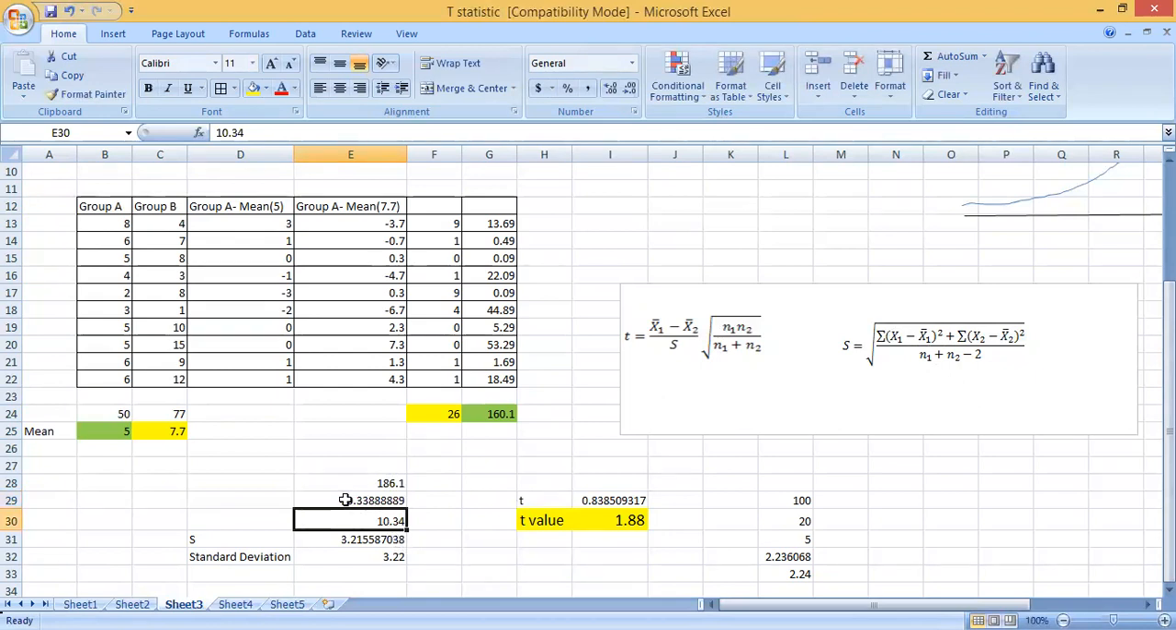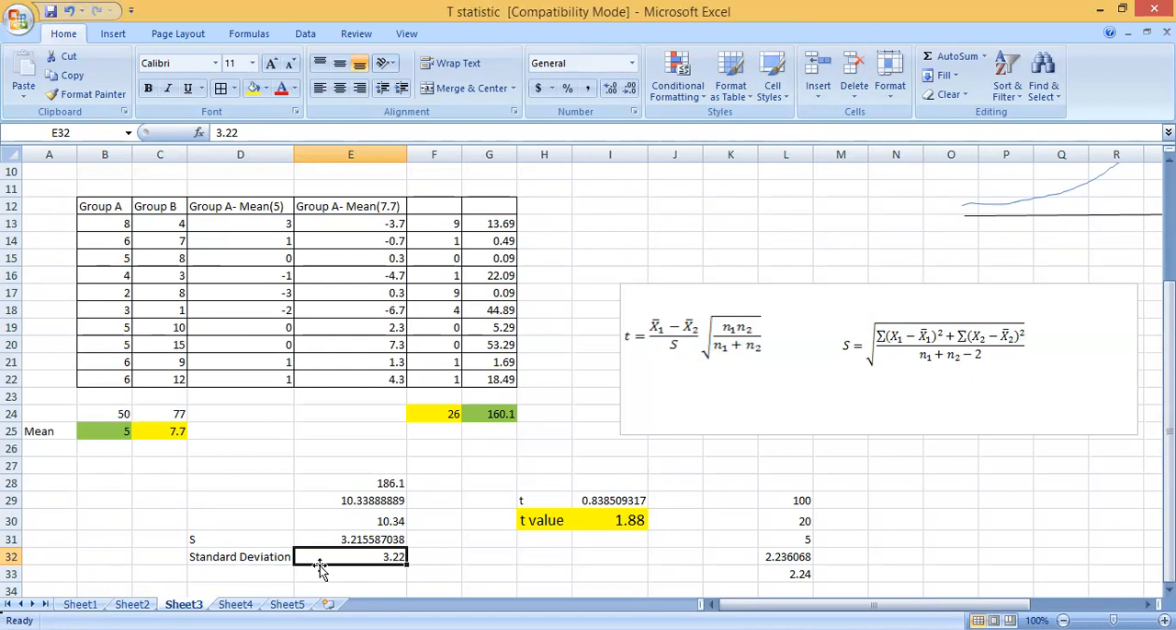So 10.33. Now we have to take the square root of this. I can write it in this way, 10.34. The square root of 10.34 is 3.21 or 3.22, and that is the standard deviation.